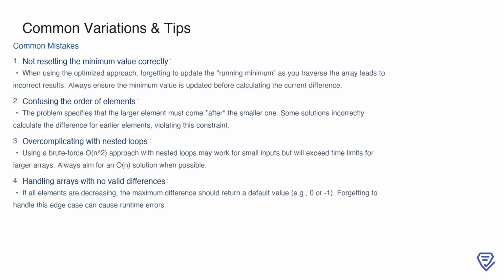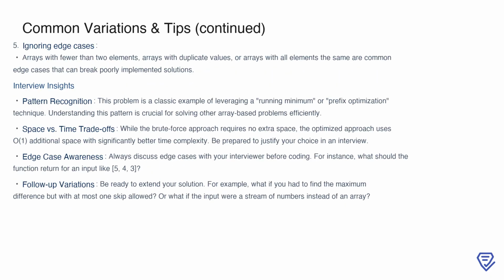Additionally, many beginners use nested loops to compare every pair of elements, which results in an inefficient O(n squared) solution. While this approach works for small arrays, it becomes impractical for larger inputs due to time limits. Lastly, it's crucial to handle cases where no valid differences exist, such as when the array is strictly decreasing. In these scenarios, your function should return a default value, like 0 or -1, to avoid runtime errors or unexpected behavior.